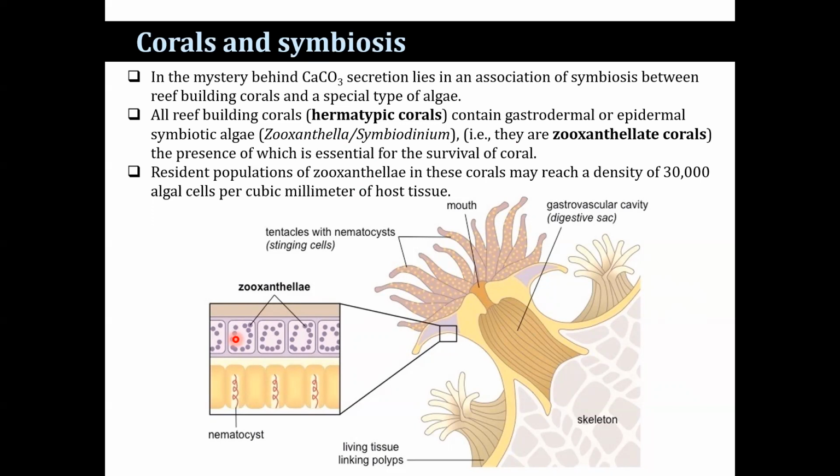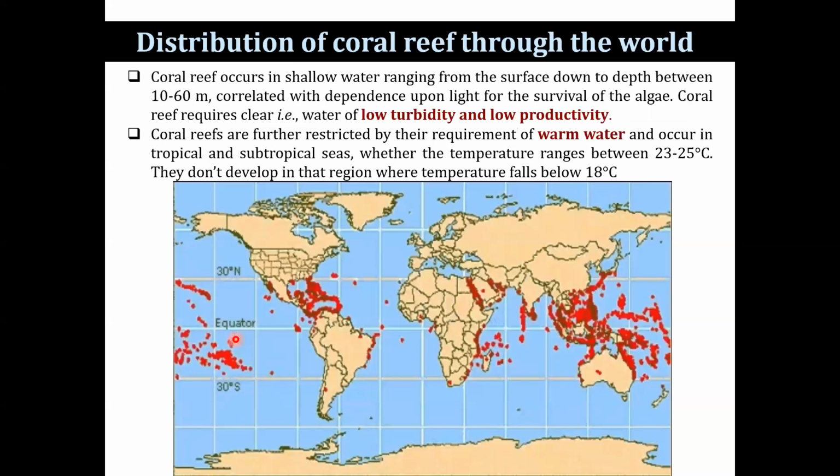Corals are completely dependent on the symbiotic algae. They would not be able to survive without Zooxanthellae, which provide the necessary nutrients and the carbon needed for the coral to build the calcium carbonate skeleton. Now, what is the distribution of the coral reefs all over the world?